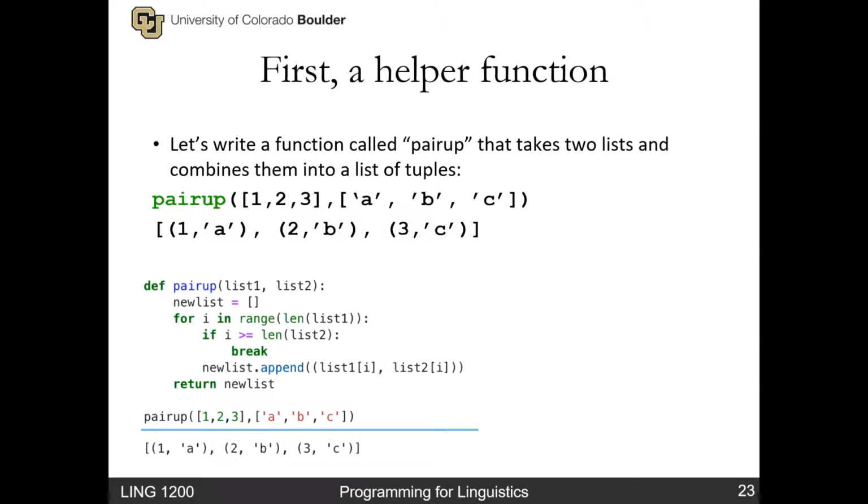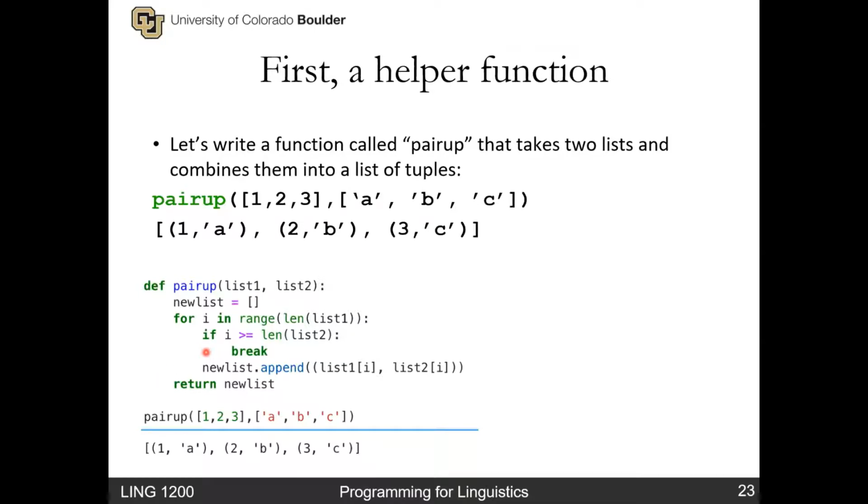So here's how we could write this using what we know so far. Here's our pair up function with two arguments. We'll start with our list. We'll declare a list variable with an empty list. And then we're going to loop over a list of numbers, or an iteration of numbers, from range. And we're going to get this from list 1. And we're going to say if that number is greater than or equal to the length of list 2, and the length is going to be the number of items, right? So once i is greater than or equal to the number of items in list 2, we're going to break out of this loop, which will take us down to a return statement.